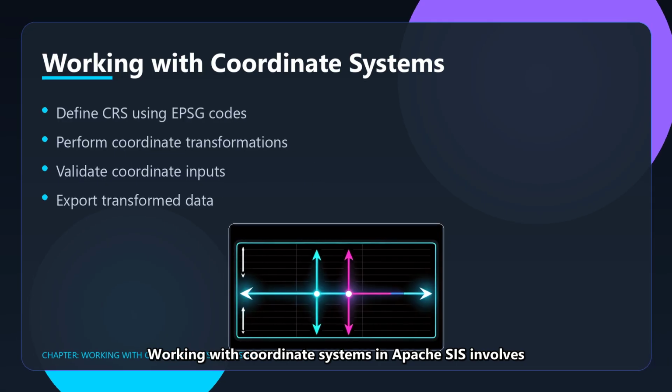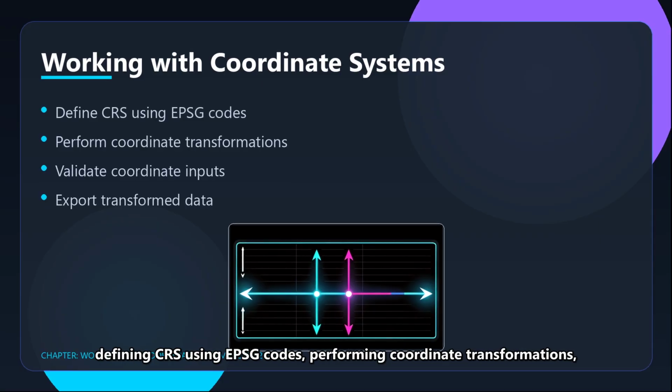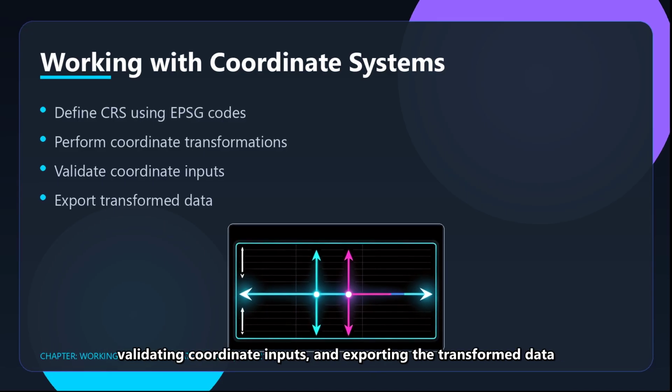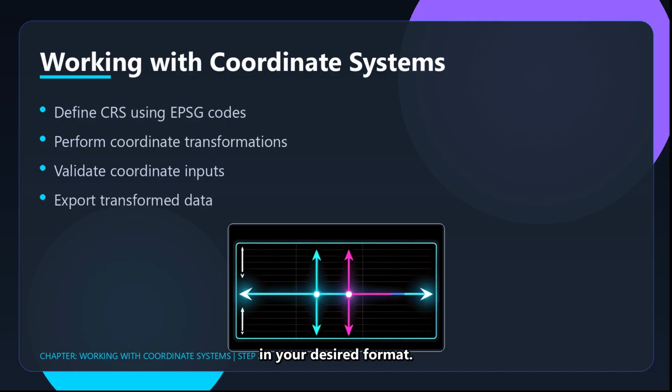Working with coordinate systems in Apache SIS involves defining CRS using EPSG codes, performing coordinate transformations, validating coordinate inputs, and exporting the transformed data in your desired format.